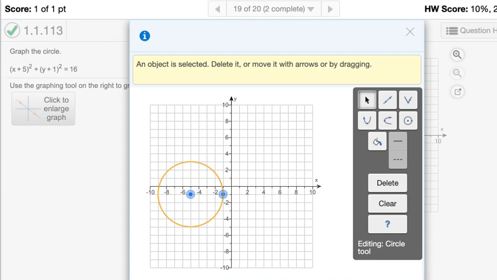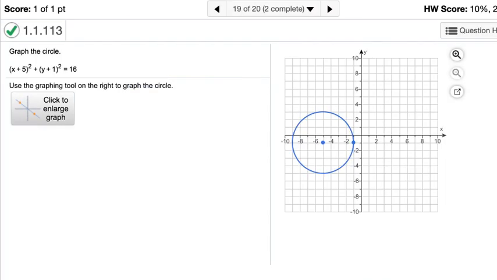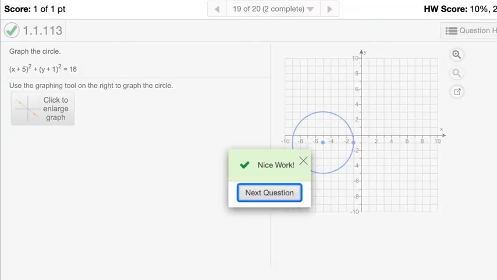All right, so once you do that, you're going to save that. You can't see that on here. And you'll see that your answer is correct. All right, so that's how you do it on MyMathLab.